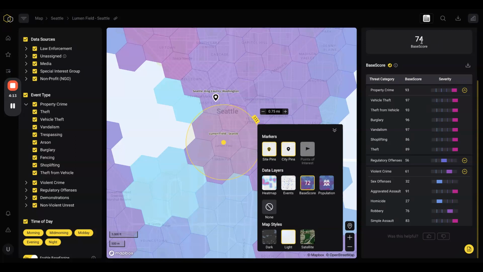We can see this base score of 74 sits in what would probably be like a medium-high, high-risk area, and that's predominantly driven by property crime. We can see each one of these is pretty high risk in terms of the overall platform. And then when it comes to violent crime, some of the more serious ones like homicide and sex offenses are a little bit lower, but something that we want to pay attention to is also going to be aggravated assault, robbery, and simple assault. So there's a lot to consider when looking at this 3/4 of a mile around this particular event venue.